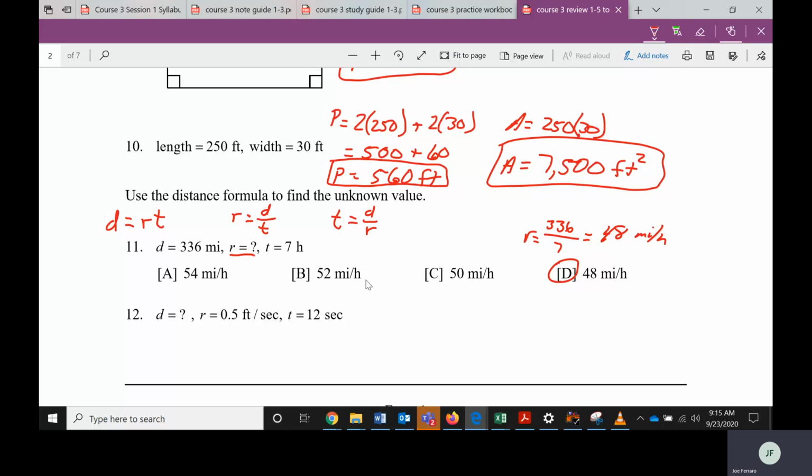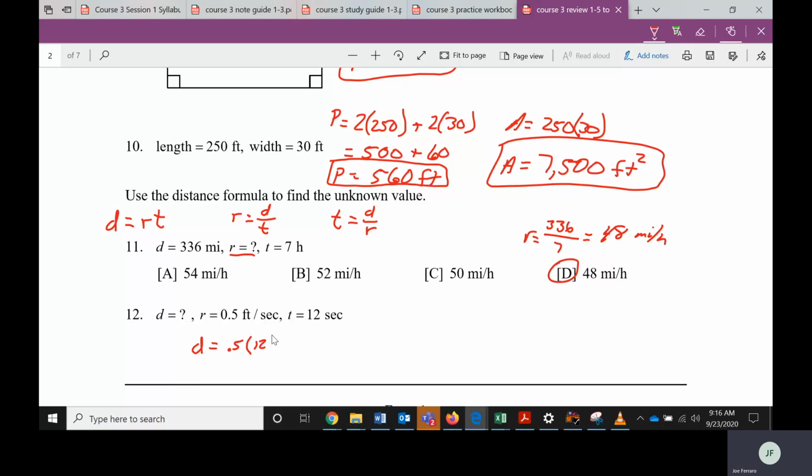Okay. Number 12, you're looking for a distance. So we're going to use the first one. Distance equals rate times time. The rate is 0.5. The time is 12 seconds.